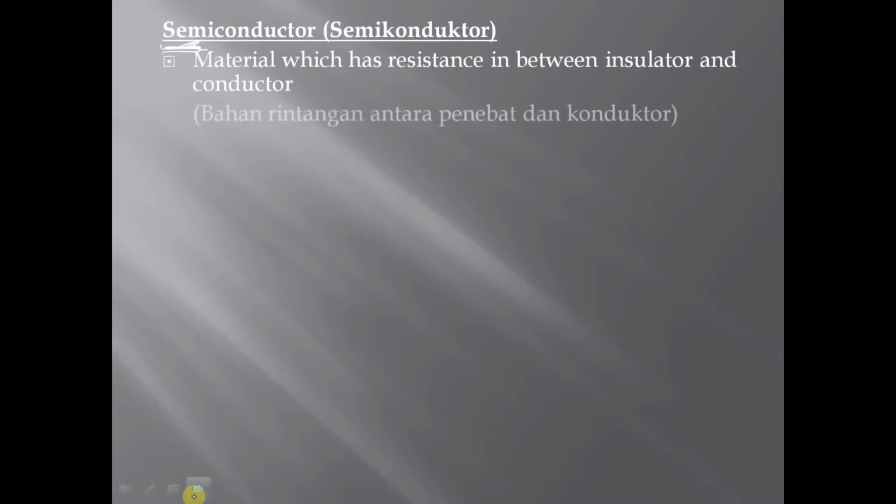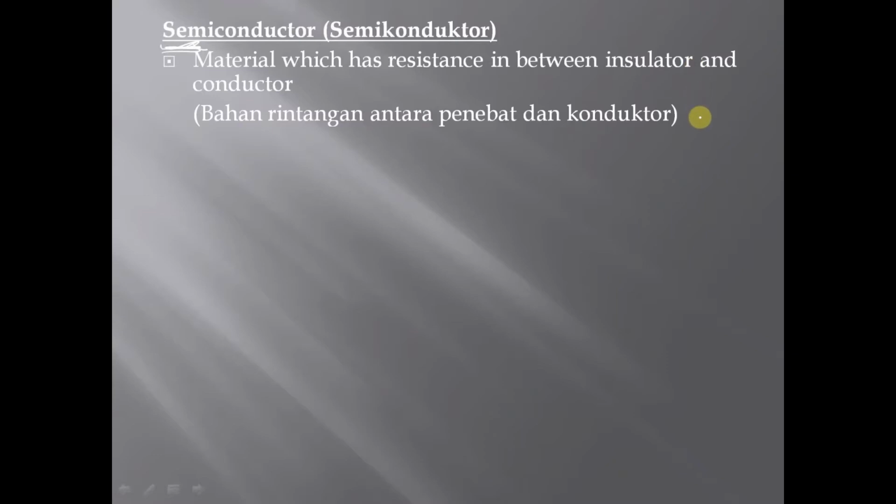Di antara penebat dengan konduktor. Maksudnya apa? Ada kadar rintangan tinggi? Tak sangat. Ada kadar rendah? Dia pun tak sangat. Dia merupakan satu bahan yang memang istimewa. Okay, kita akan belajar dengan lebih teliti semasa kita masuk kepada bab yang keempat. Okay, electronics. We will learn in more detail about it. They are special because the resistance is in between.